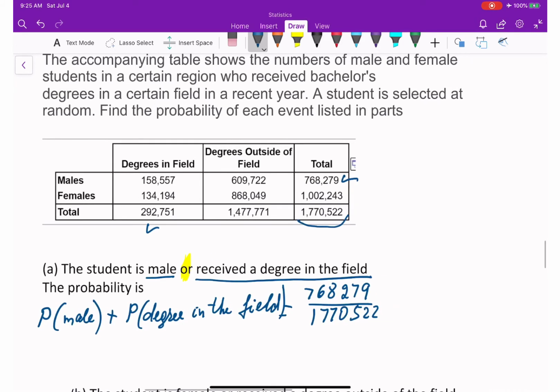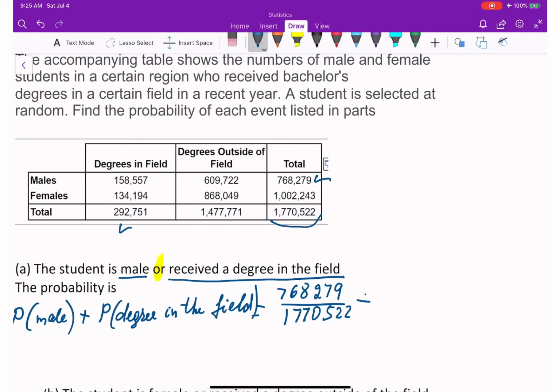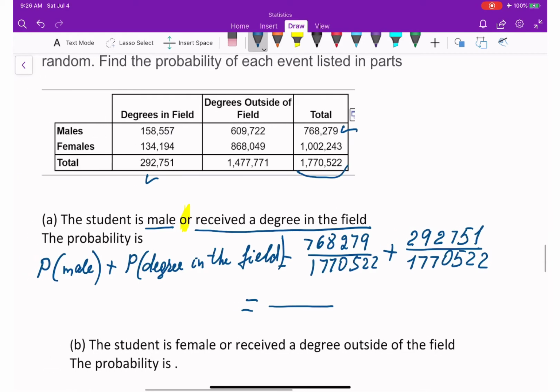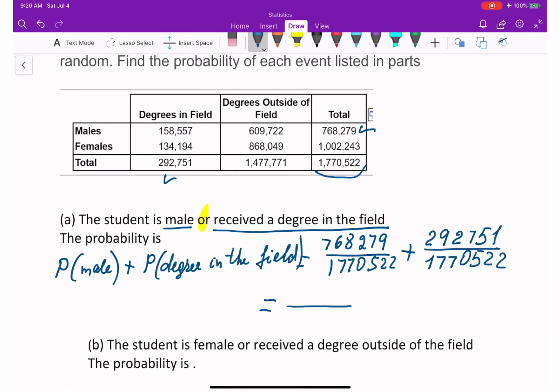1,000,000 and so forth. So plus, it's going to be degrees in the field total 292,751 over 1770522. And the answer is going to be... here is an interesting thing we are getting. Let me explain.